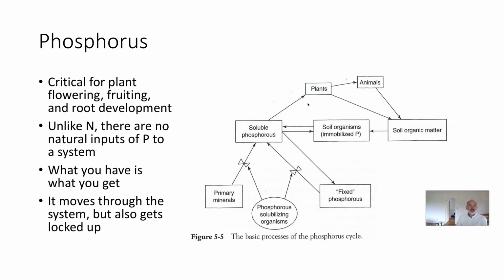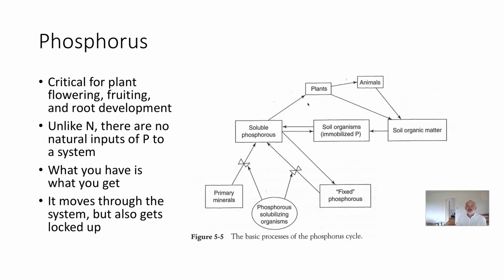Okay, so let's think about phosphorus. Phosphorus has a similar cycle. Again, phosphorus is critical for plant flowering, fruiting, and root development. Unlike nitrogen, there are no natural inputs. We don't have a corollary to fixation for phosphorus. The system has what it has. You can apply phosphorus that exists in other places, but there's no natural process for fixing it. So what you have is what you get. It moves through the system in a similar way, so we're going to think about what that cycle is.